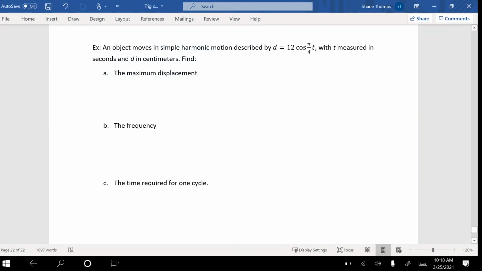Okay, so what's the maximum displacement here? 12. And it would be 12 what? What units? Centimeters. Yep, 12 centimeters. Okay, frequency. Frequency is going to be your pi over 4 over 2 pi, correct? So that's going to equal what? 1/8. What does that mean then? 1/8 what? 1/8 oscillations per second, correct? Good. And then lastly, time required for one cycle is 8 seconds.